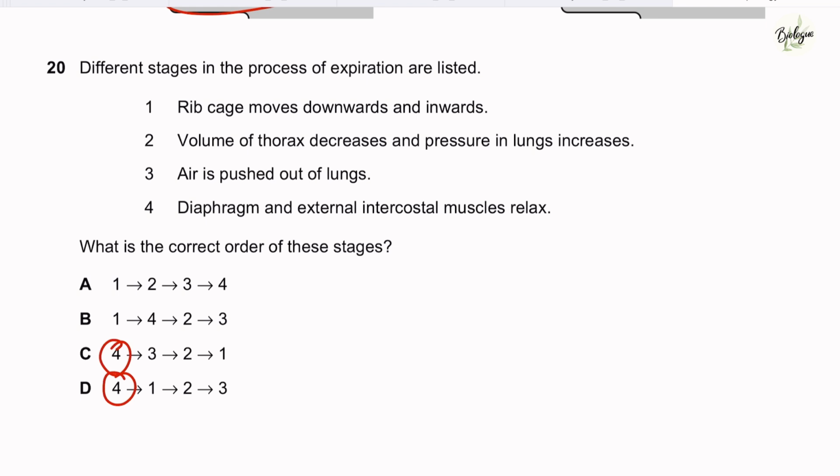After this, the volume of the thorax decreases, and only then is the air pushed out of the lungs. So when you have air being pushed out of the lungs, what happens is the diaphragm actually goes up. So it relaxes, it goes up, and the volume of the thoracic cavity decreases. So that's why, because there's not enough space for the air to remain in the lungs, it gets pushed out into the atmosphere. That's how you should think about it. So question 20, the answer is D.